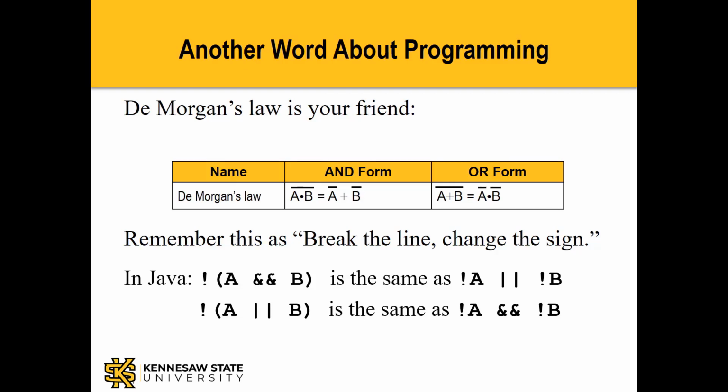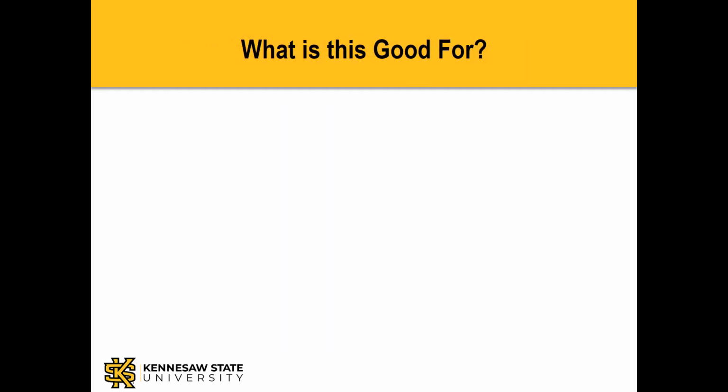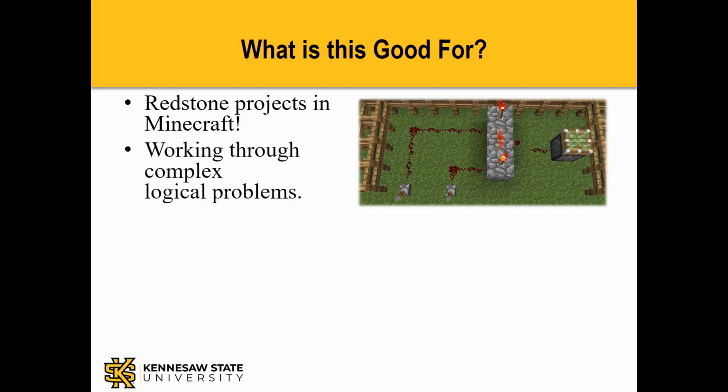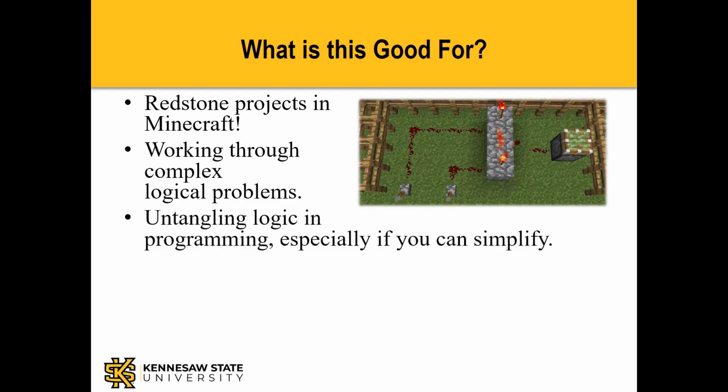So at the beginning, I promised we'd talk about what this is good for, and one of the things that I mentioned was redstone projects in Minecraft. If you do Minecraft, Redstone is all about Boolean logic, all about true and false or on and off. And if you write down the expression that you want to build in your Redstone project, you're going to get it right. We can use this approach for working through complex logical problems, for untangling logic in programming and coding, especially if we can simplify things.